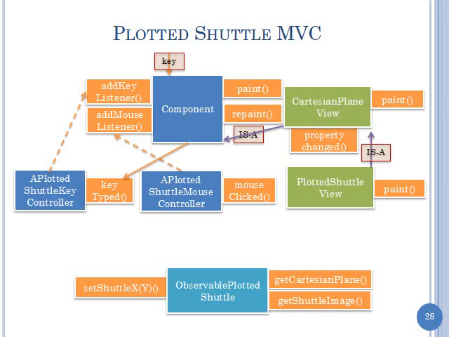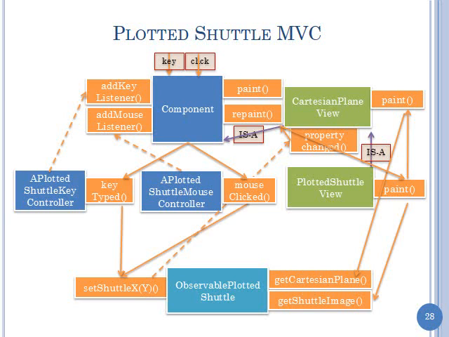So when the key is pressed, the key typed method is called in the key controller, which sets a shuttle, which says property changed, which results in repaint being called in the component, which results in the paint method being called, the most specific paint method, then the supertype's paint method, and which results in the Cartesian plane being shown. So this is the same idea being applied on a bigger scale. And you get the shuttle image now, and click.